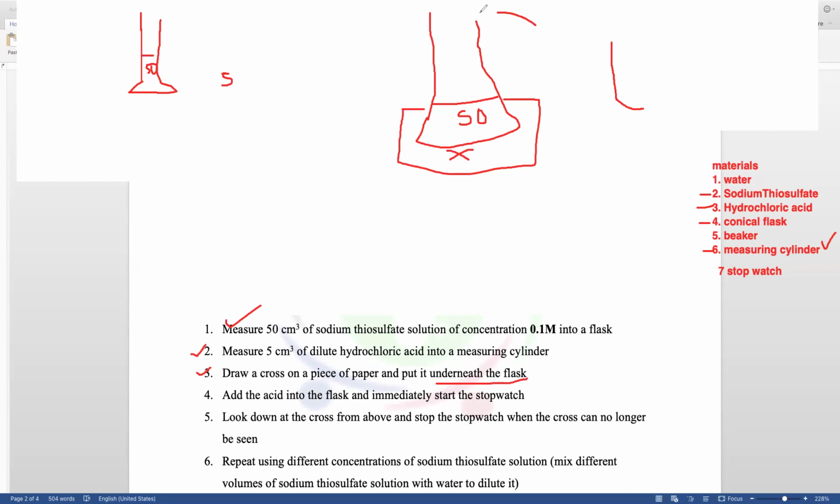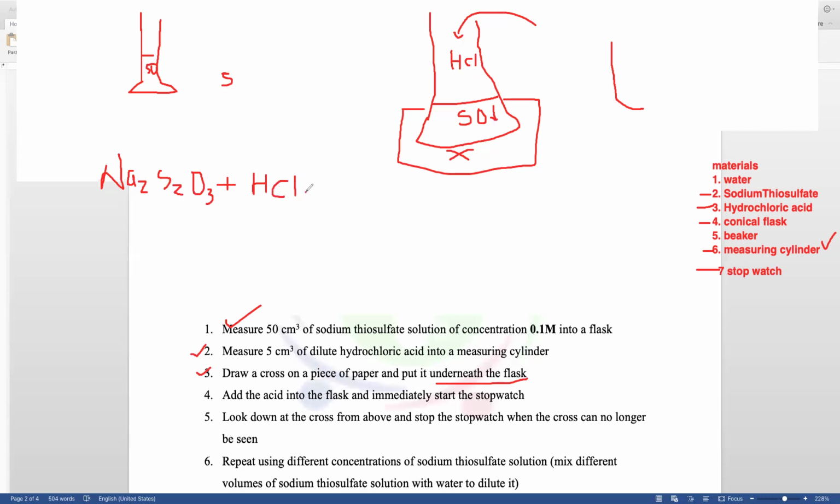Once that is done, we introduce HCl. The moment HCl lands, just a few drops, touches the surface of the sodium thiosulfate, what do you do? You start the stopwatch there and then. Now, what is happening here is that sodium thiosulfate is reacting with HCl, and what is being formed is a series of products.